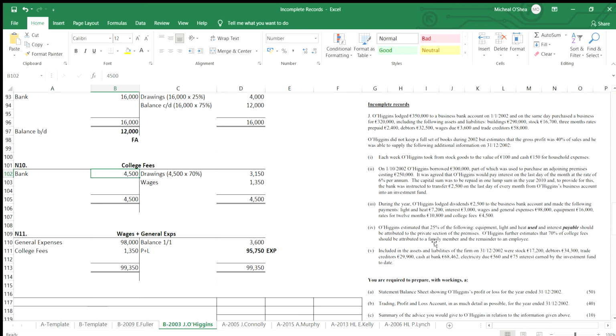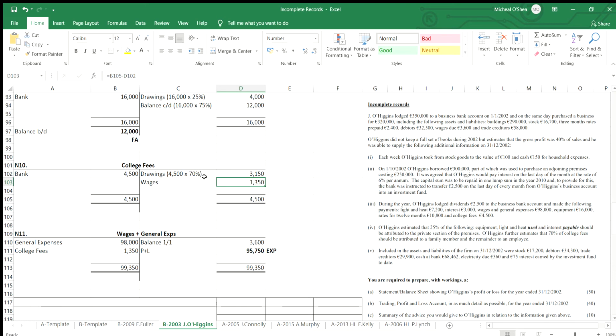70% of it was for drawings. So let's get 4,500 by 70%, and again let's call that drawings. The rest of it was to an employee, which makes it wages. So wages here is 1,350. It's not going to be a balance carried down or a P&L figure because it's actually to do with my wages account. It's money that I paid for wages.